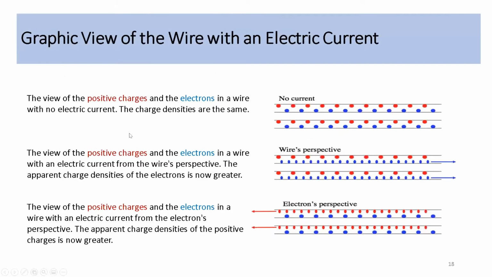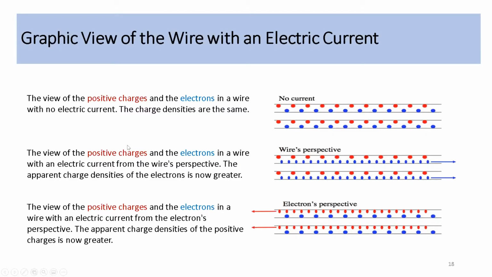So this is a graphic view of what's going on here. The top line shows the view of the positive charges and electrons in the wire with no current. Basically, you assume there's an equal number of electrons in the wire as there are protons. That's not quite true, but that's going beyond this discussion.